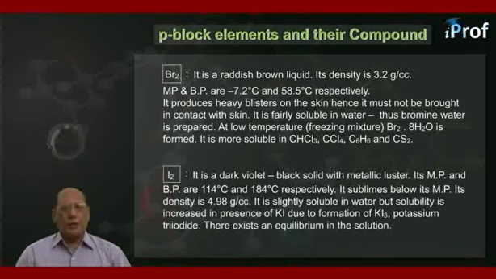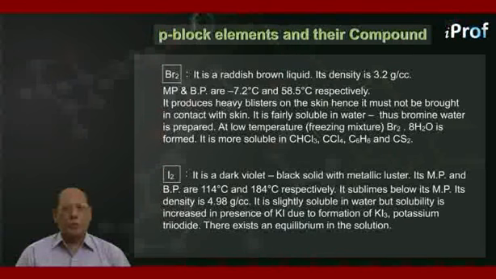Properties of iodine. It is a dark violet black solid with metallic luster. Its melting and boiling points are 114 degrees Celsius and 184 degrees Celsius respectively. It sublimes below its melting point. Its density is 4.98 gram per cc.